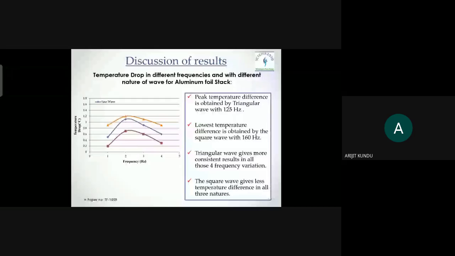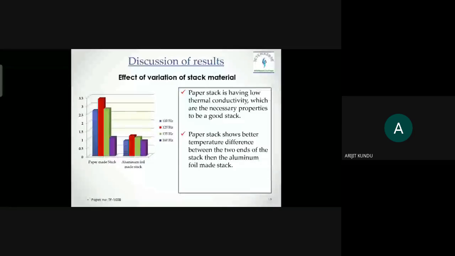So we have seen that the paper-made stack material gives better results because the paper stack material has less thermal conductivity than the aluminum foil stack. So we can achieve a good temperature gradient with the paper stack, and it has given us a good result of good temperature gradient.